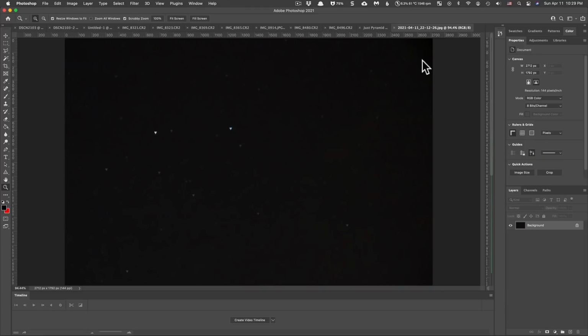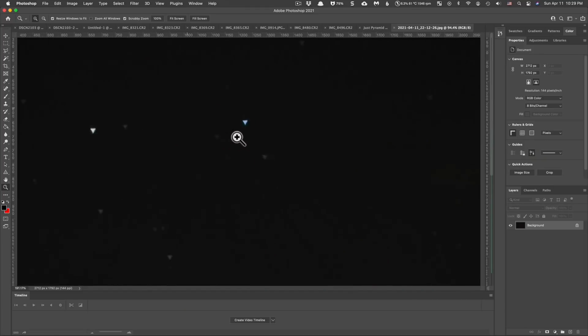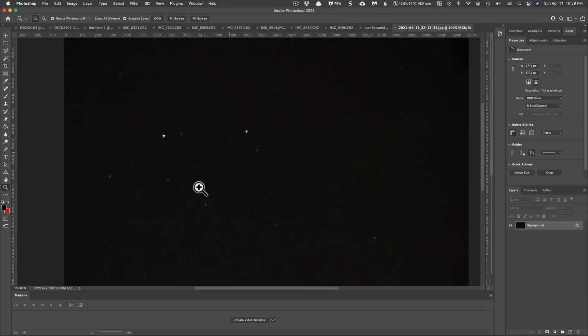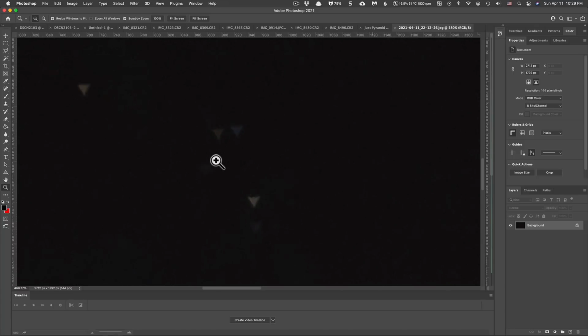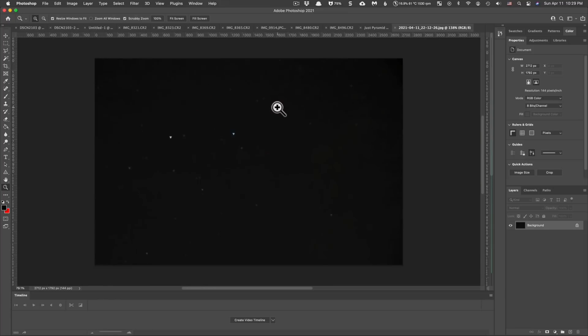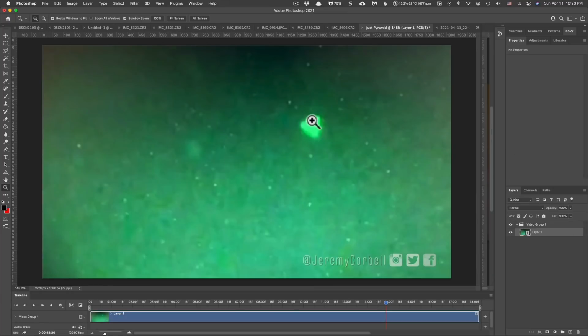If you look at this photo I took earlier with a triangle-shaped cover, these are stars. Every single star in the scene is a triangle. So why isn't that true in the green video? Well, these are not stars.